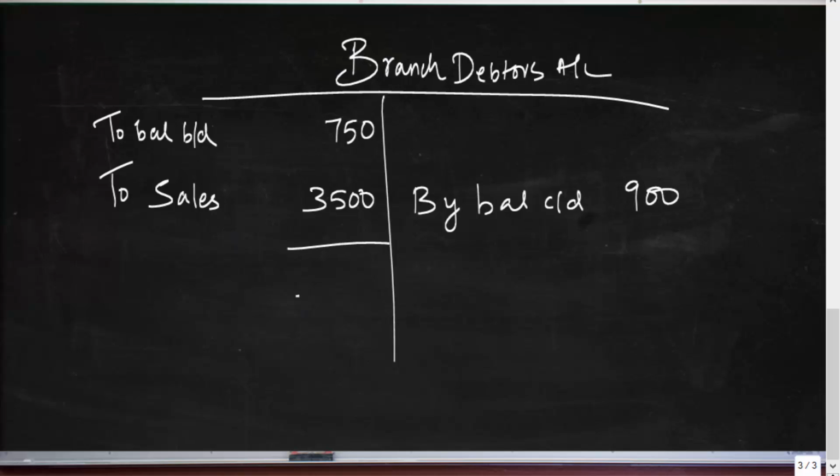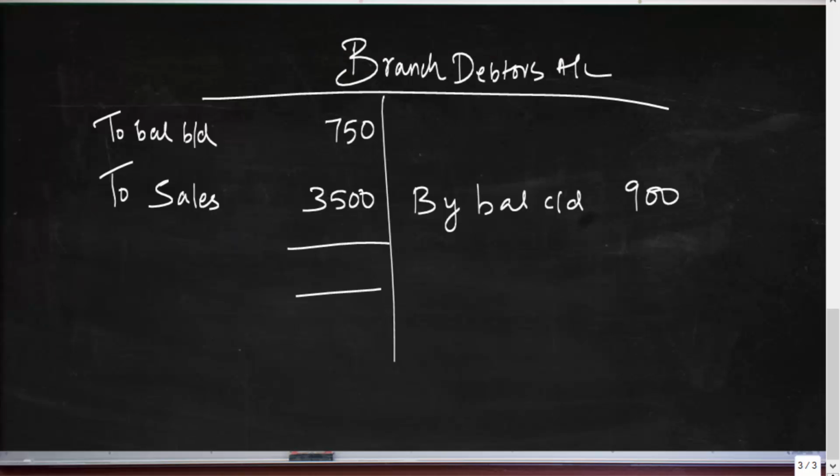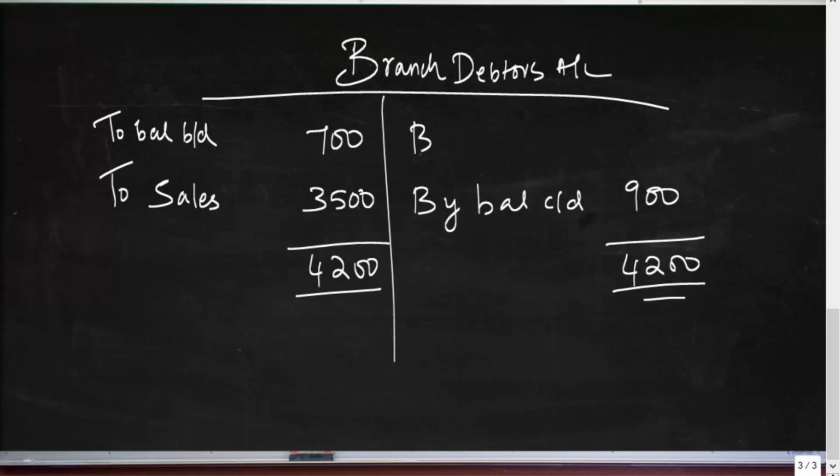So now let's total the debit side. The debit side total works out to, I think the opening balance, let me cross check whether it is right. Opening balance is 700. I have written it as 750. It is 700. So now let's total this. Total works out to 4,200. So the difference is nothing but the cash realized from debtors. By cash, how much? It works out to 3,300.